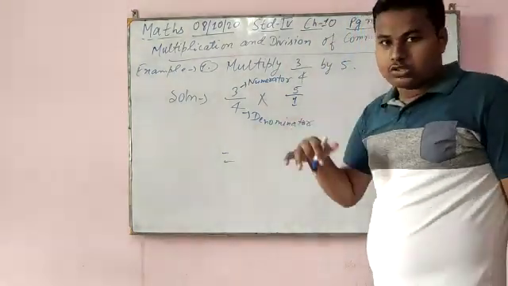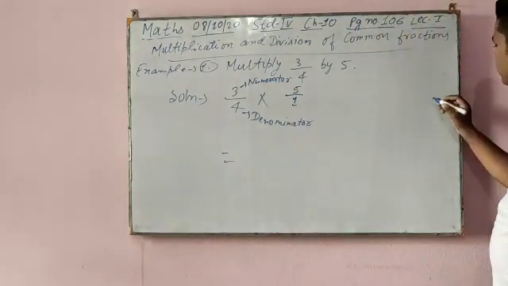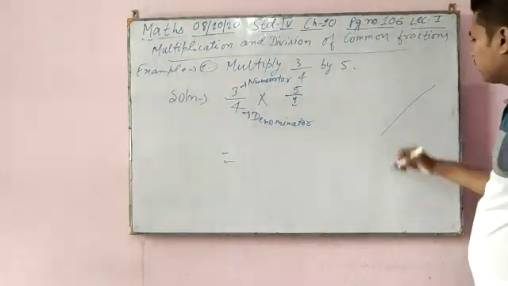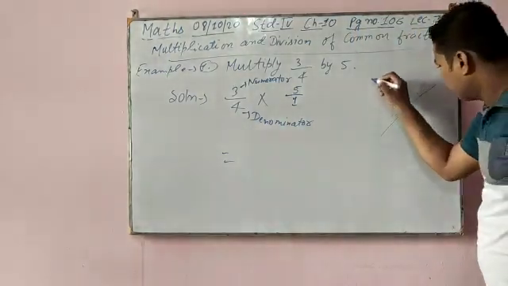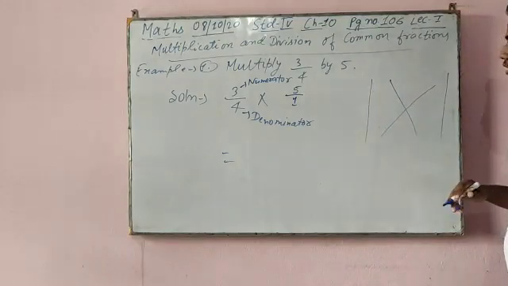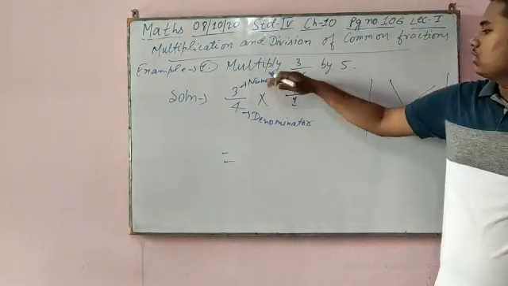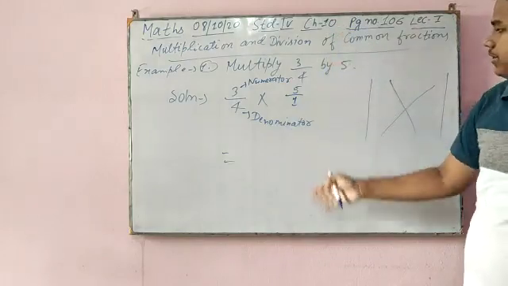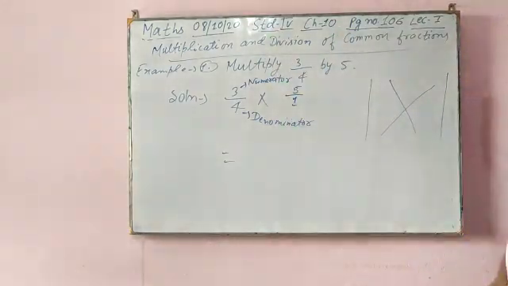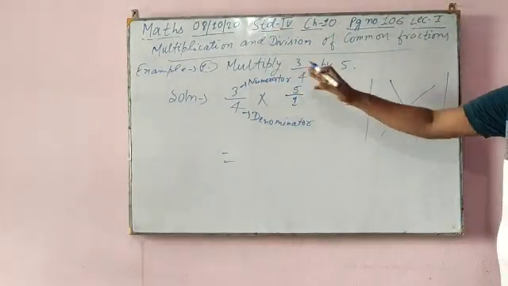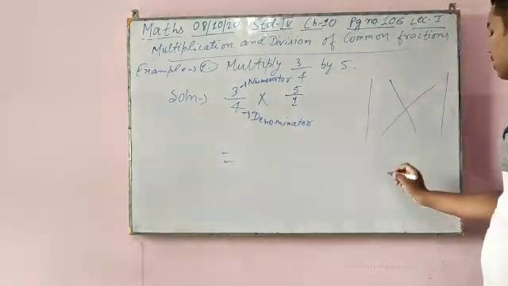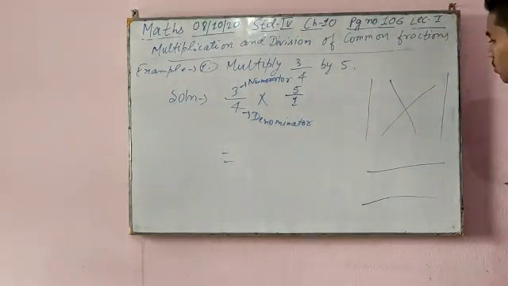Now you have to cross it. So this is how you can go. You can cut like this. Okay, means cross. You can cut numerator to denominator. You can cut like this also. But you can never cut numerator to numerator and denominator to denominator. Okay. This will be wrong.